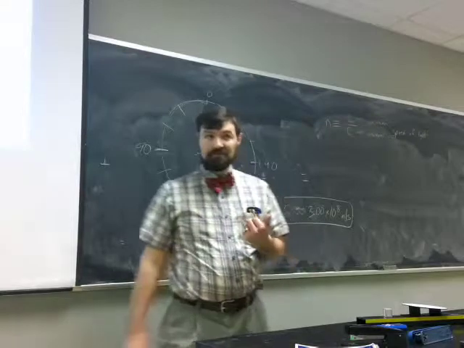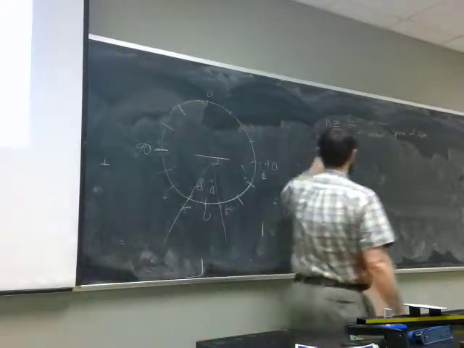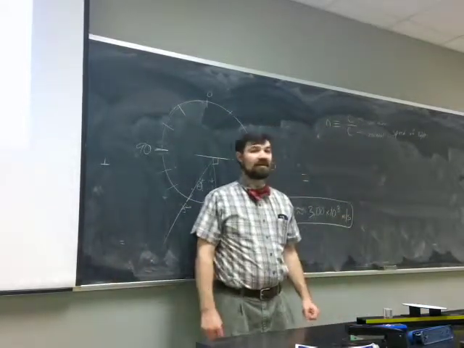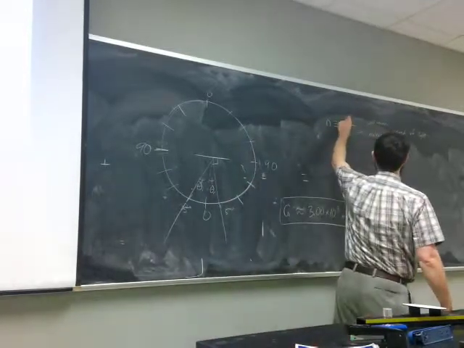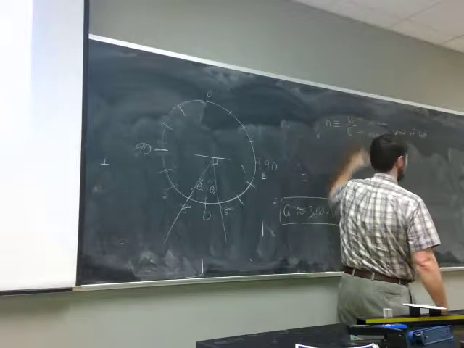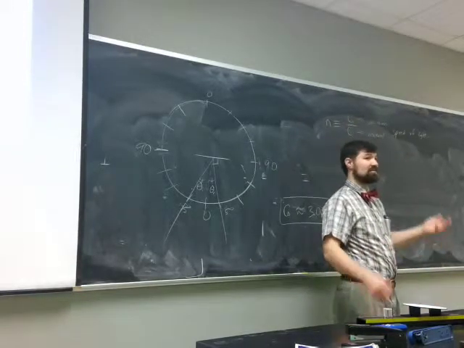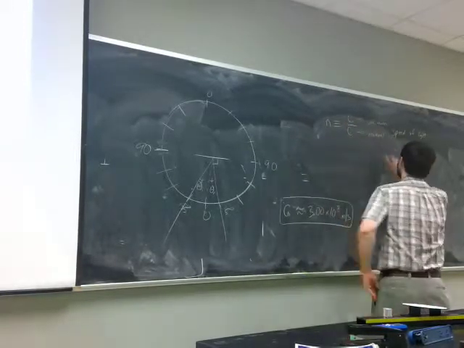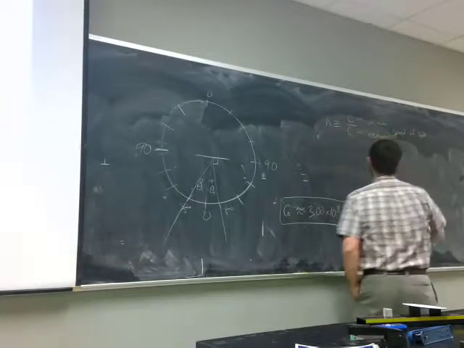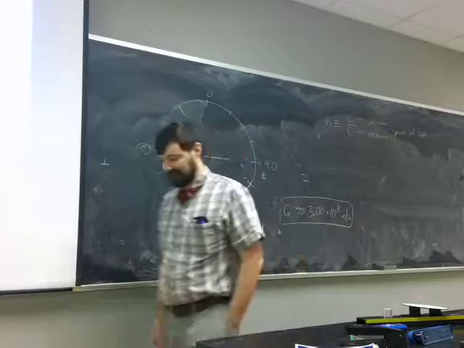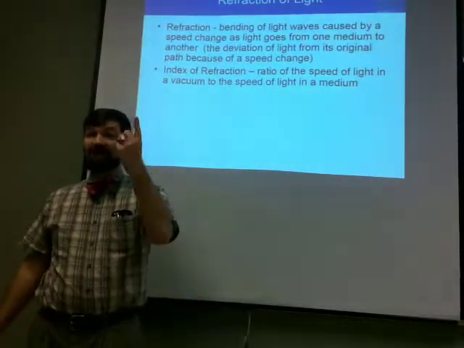So for vacuum, by definition, the refractive index is 1. Because you'd have speed of light through vacuum divided by speed of light through your other medium, which is still vacuum. So maybe I should say medium rather than material here. All right, so by definition, refractive index of vacuum is exactly 1.